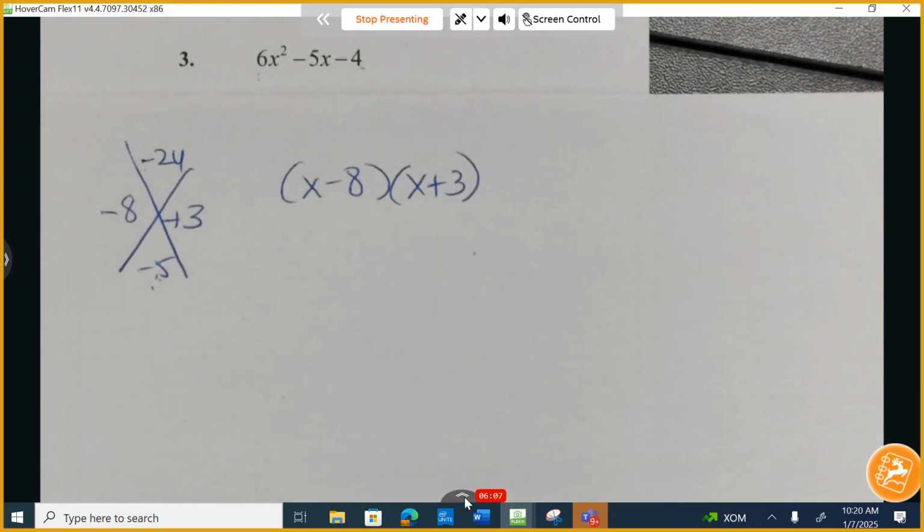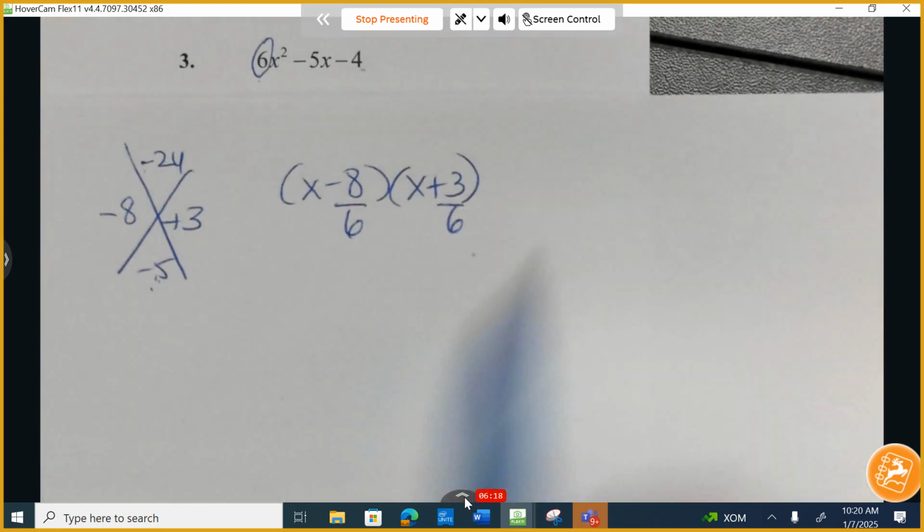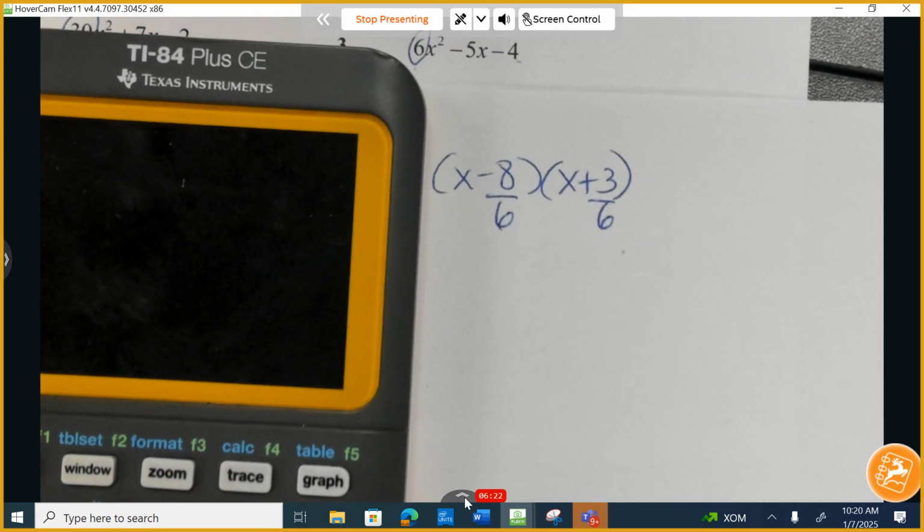It would not matter if I put the x plus 3 first or the x minus 8. Whatever number's in front, even if it's a hidden 1, so even if we don't see a number, it's a hidden 1, we always take that and write that underneath. And then I grab my calculator, if you don't want to do the mental math, and that's what I'm going to suggest for this class.